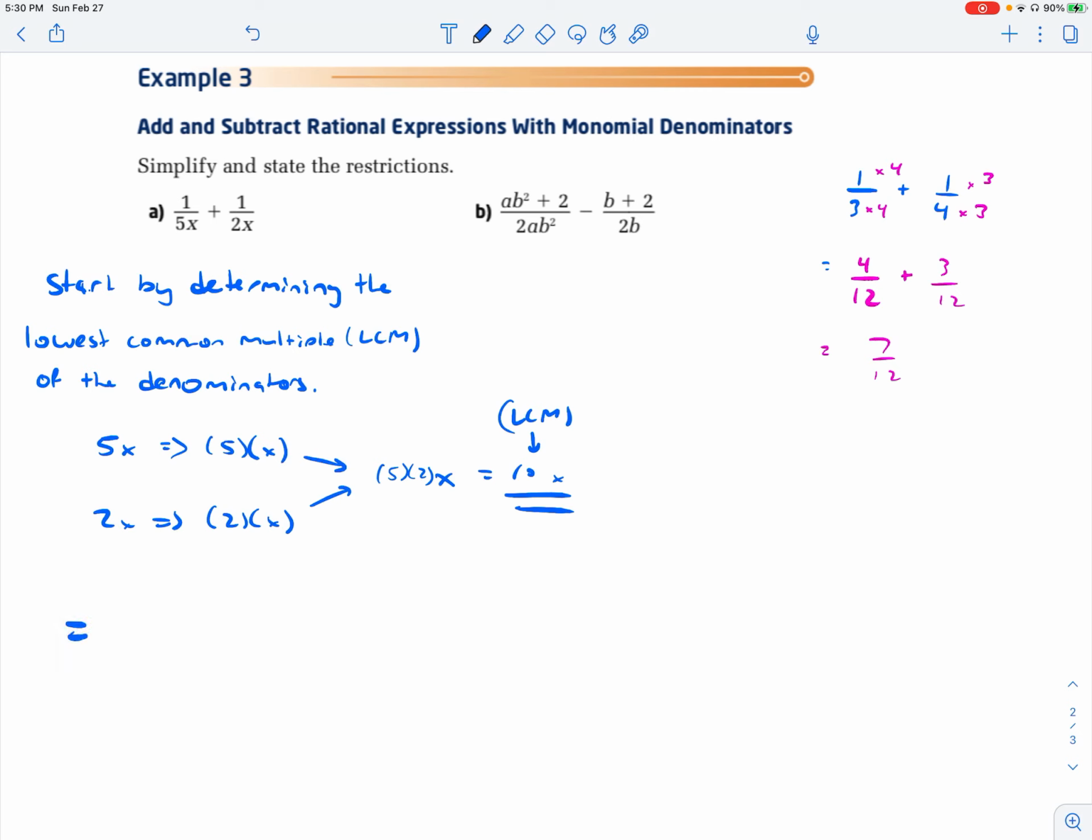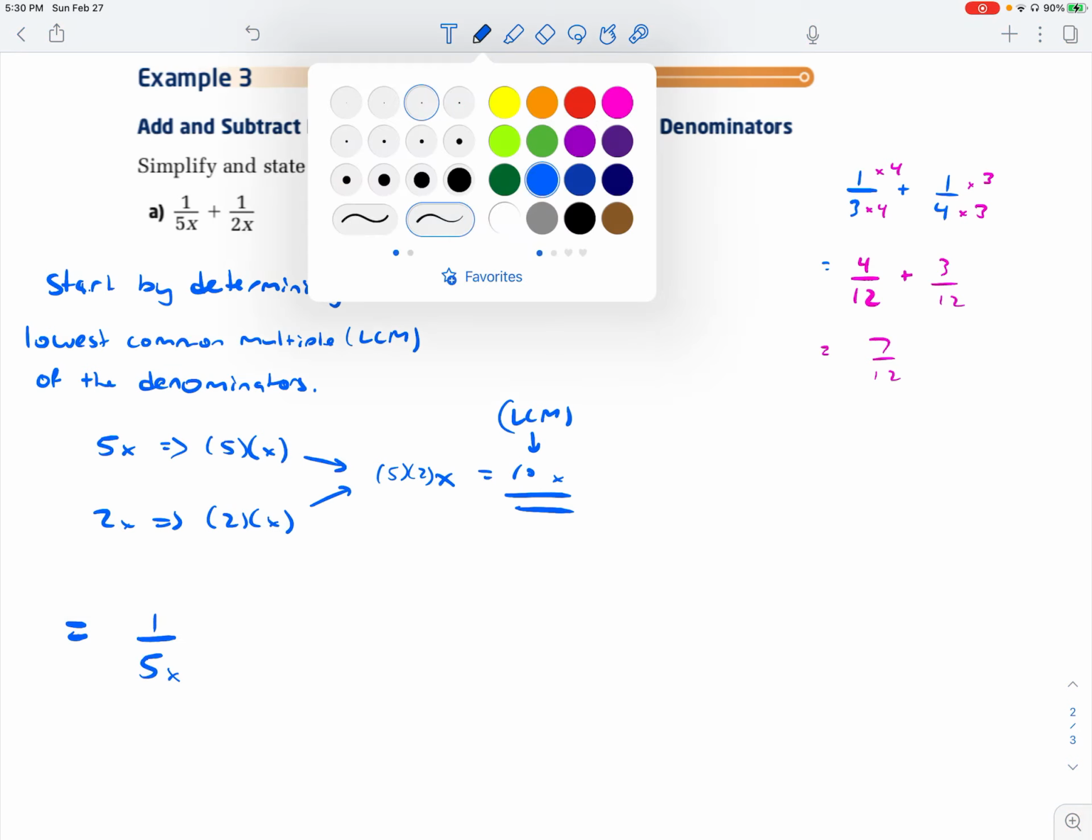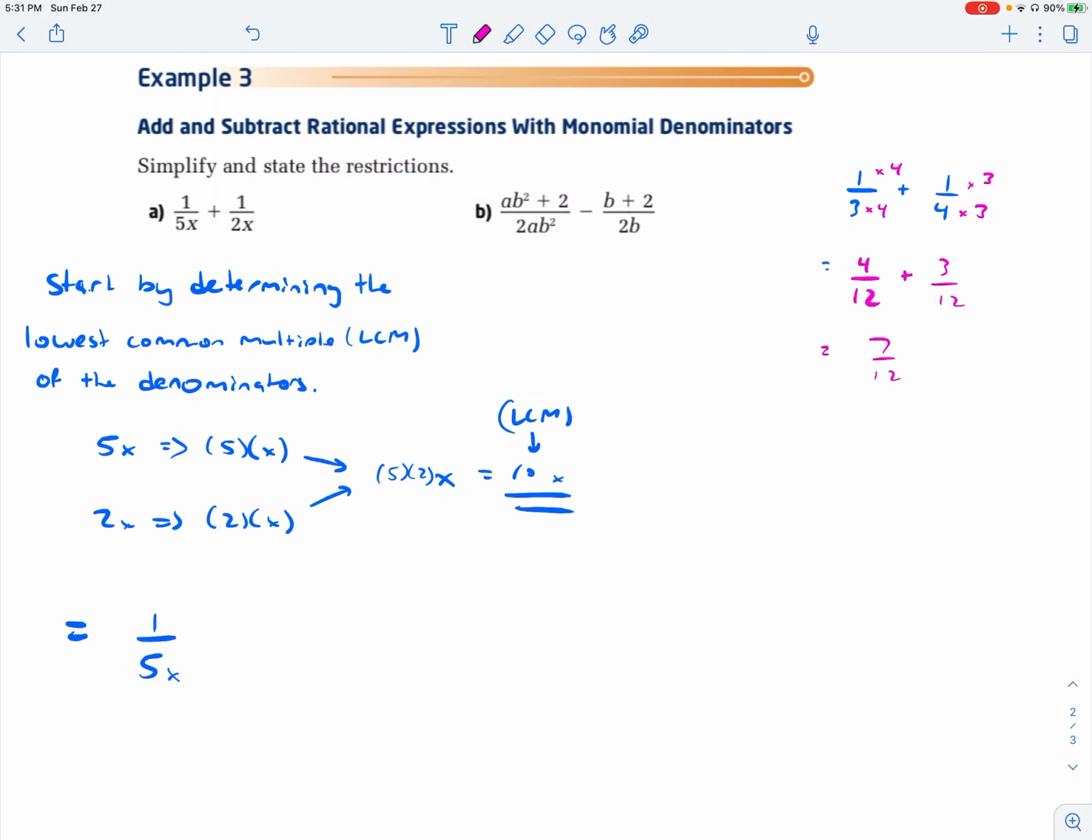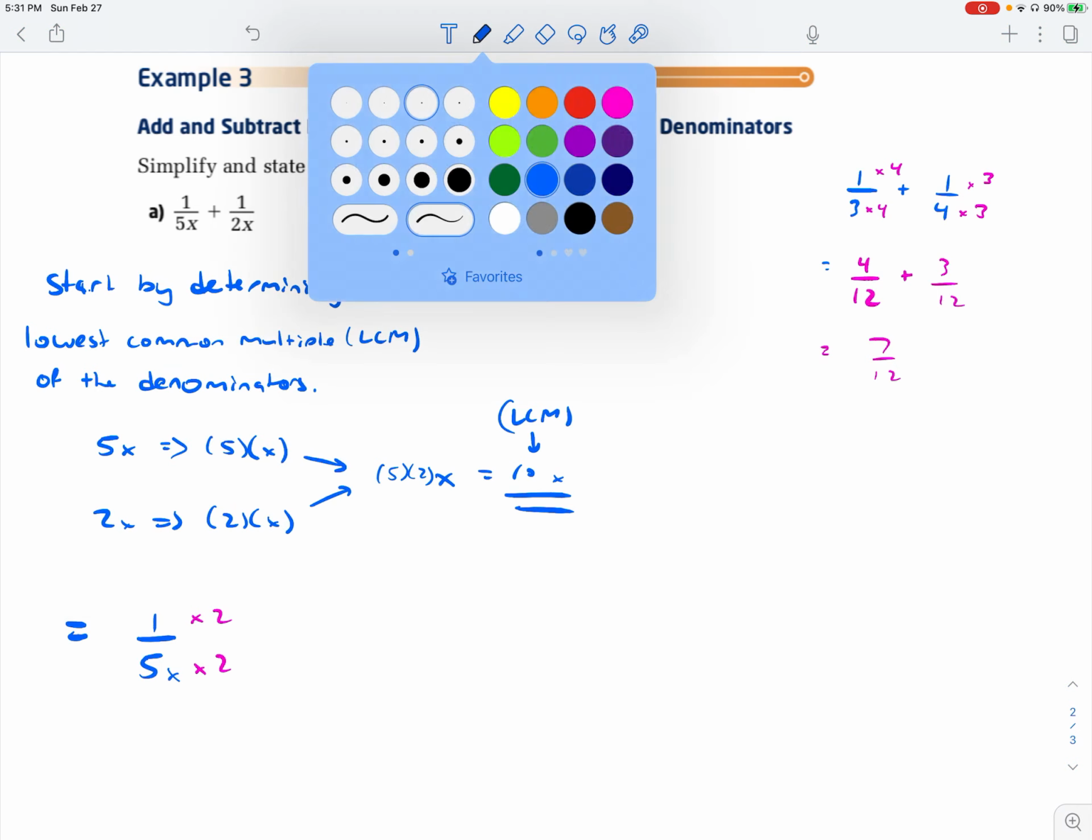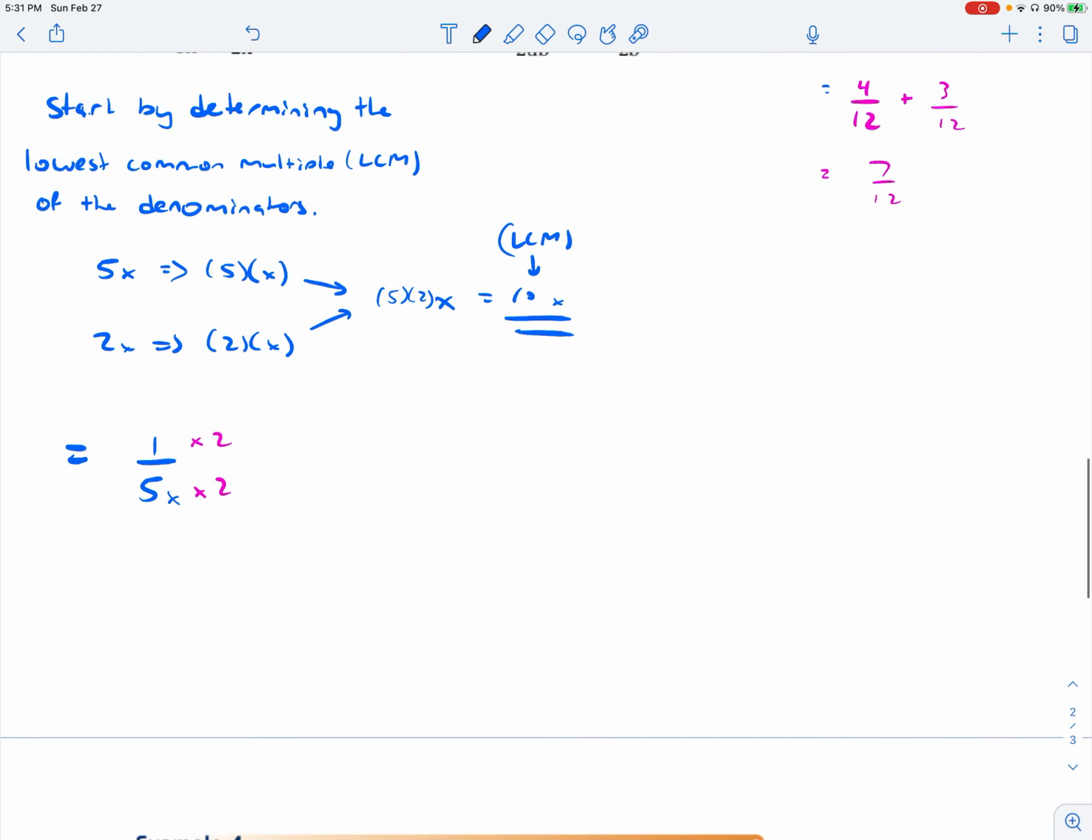So our 1 over 5x, I'm going to have to multiply by 2 in order to get 10x. So whatever we do to the denominator, we have to do to the numerator. So that's going to end up being 2 over 10x.